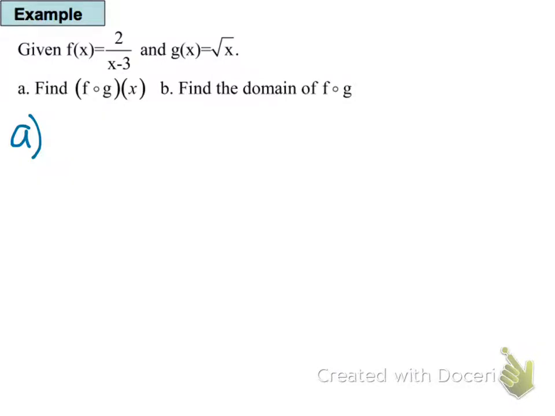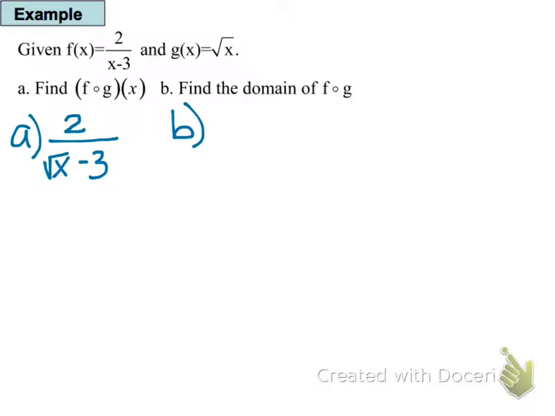So let's go ahead and look at the next example. Given two functions, the same thing, we're going to find f of g of x and then the domain. Starting with f of g of x, we'll go ahead and take that g of x function and put it into our f of x. When we do that, we should end up with 2 over the square root of x minus 3. Now we'll go ahead and talk about finding the domain.